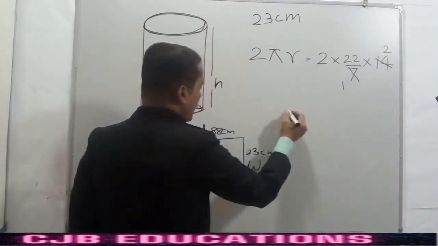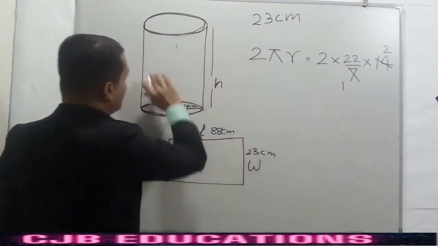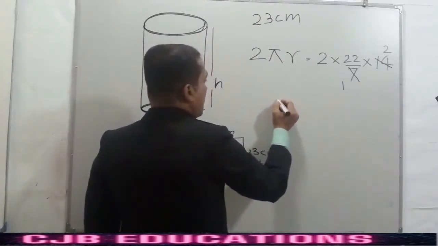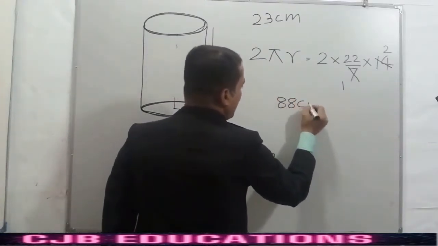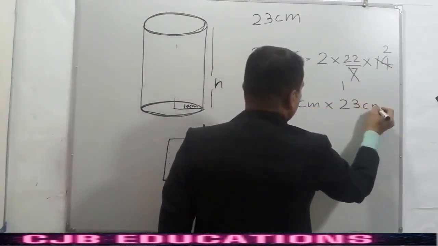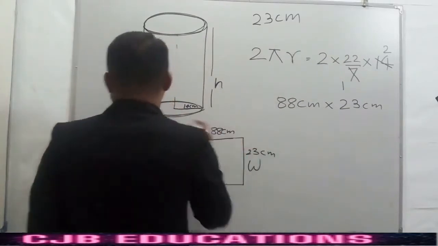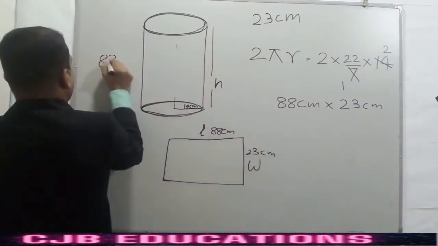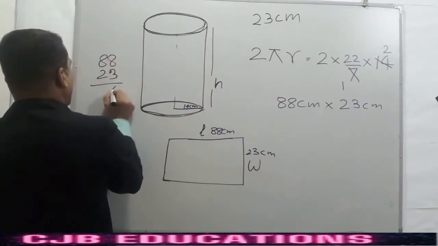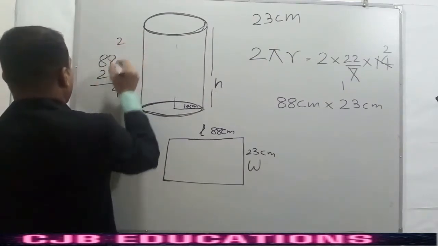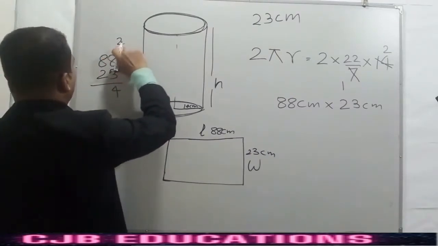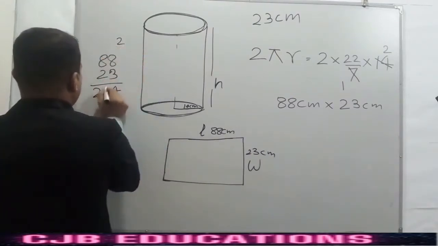Then we can find out the curved surface area. Curved surface area is 88 centimeters multiplying by 23 centimeters. Then we can find it. We find 23. 3 times 8, 24. 4 here and 2 here. 3 times 8, 24. Also 24 plus 2, 26.